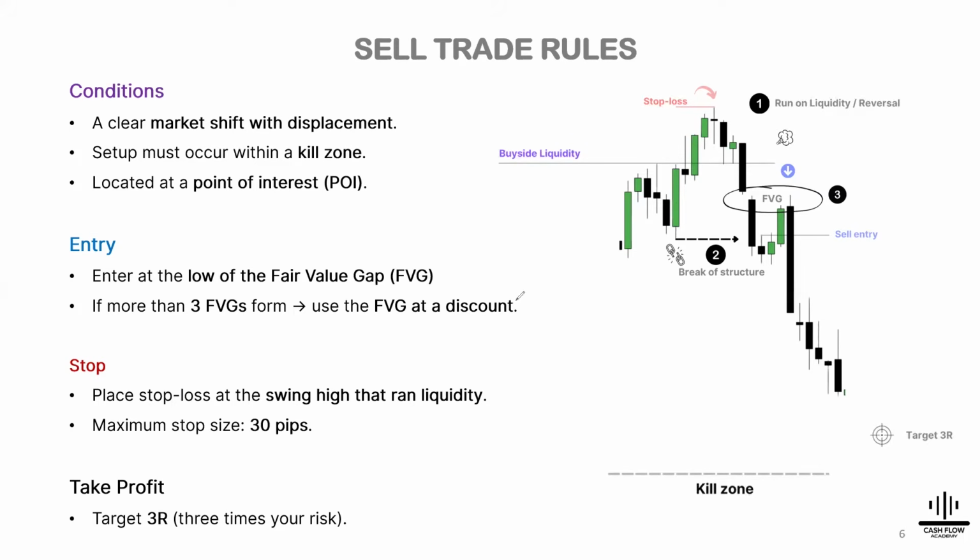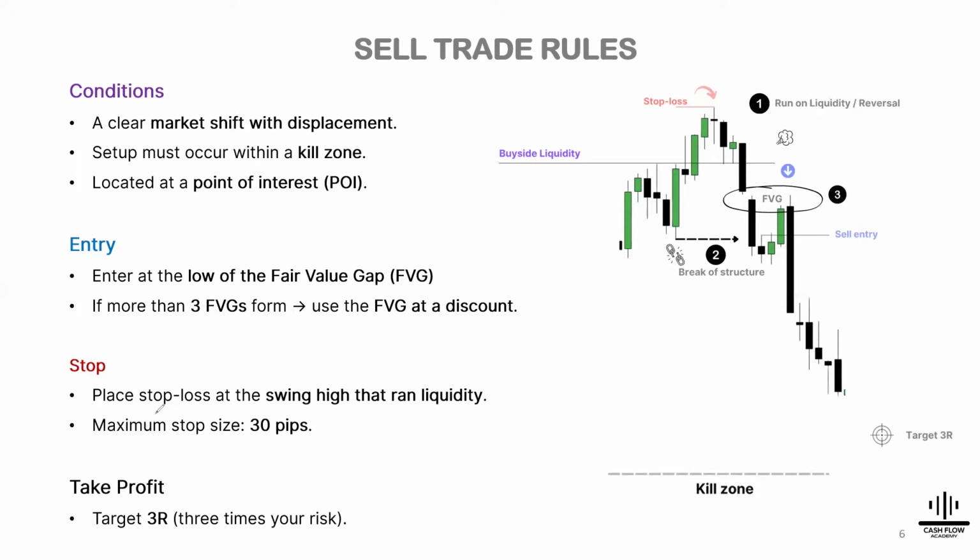And why is this rule significant? If you go to your chart, you'll discover that there are some market shifts that leave multiple fair value gaps. You don't want to be in a situation where you have to think of which fair value gap to use. And if a fair value gap is far away from your stop loss, it increases your risk against your reward. So once it's more than 3 fair value gaps, you want to use the fair value gap at a premium for a sell and at a discount for a buy.